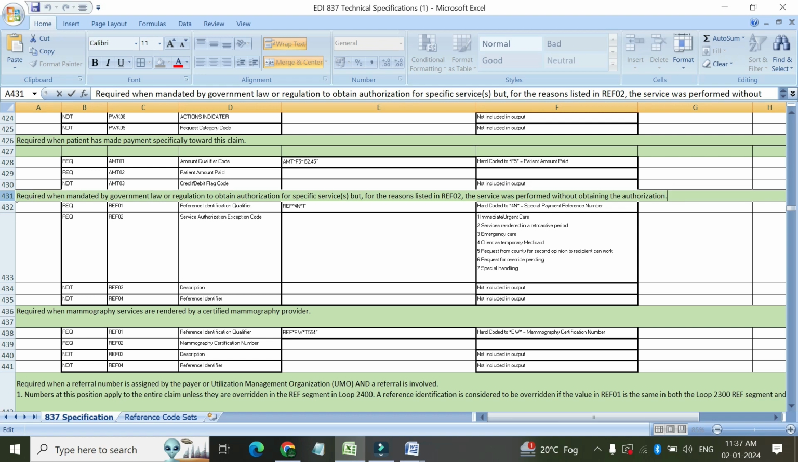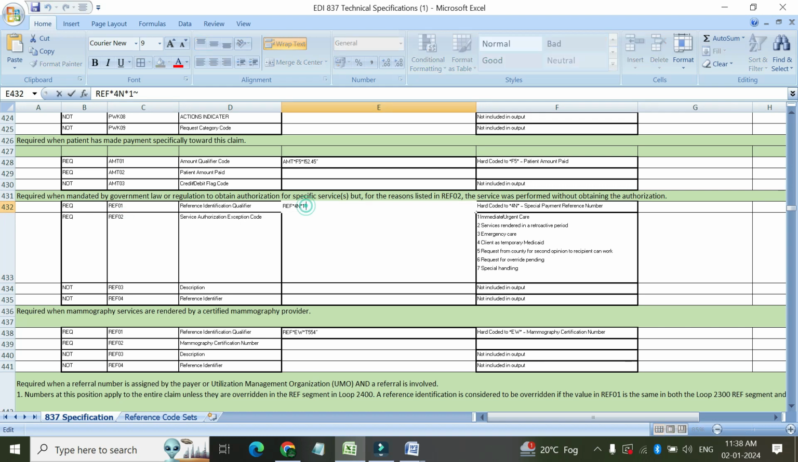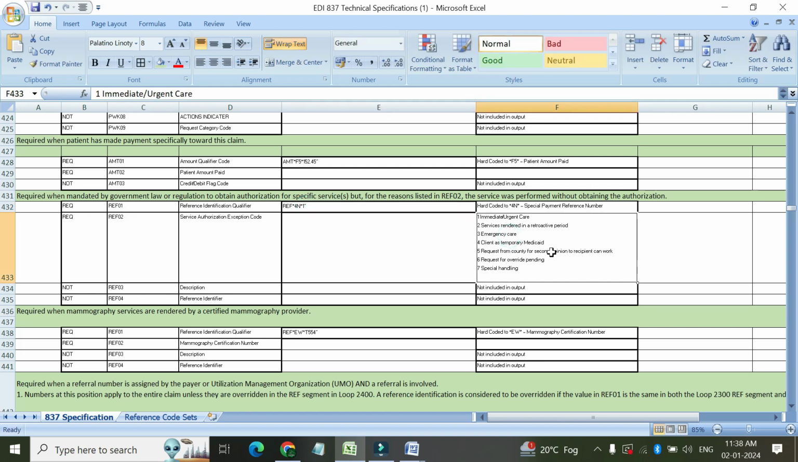Simply means that in US healthcare there are some services, some procedures which cannot be done without authorization. You know, the provider has to take an authorization from the payer to perform those services, and the payer will assign a prior authorization number for that service, and only then you can perform that service. However, in some special situations where you may go ahead and perform it, but you have to tell the payer why it was performed without an authorization. So that information goes in this REF segment, and 4N is a qualifier for that. That's special payment reference number. Now, second element of the REF segment contains the actual code why this service was performed without obtaining the authorization. So one means immediate or urgent care. So in this case it is one.